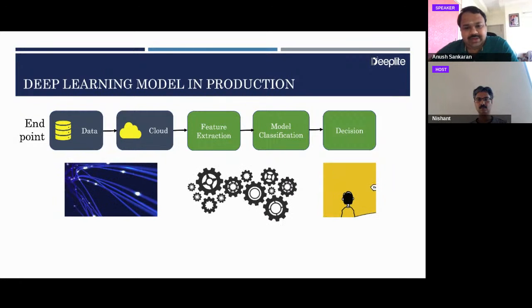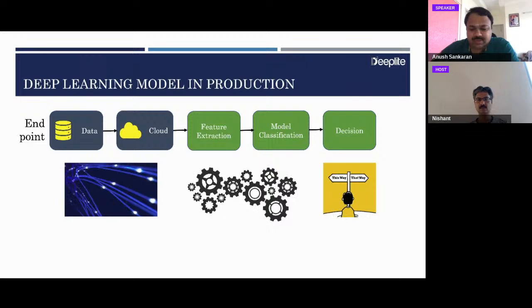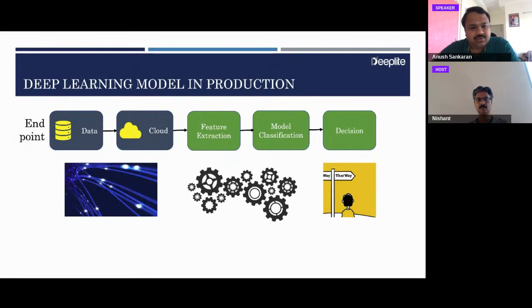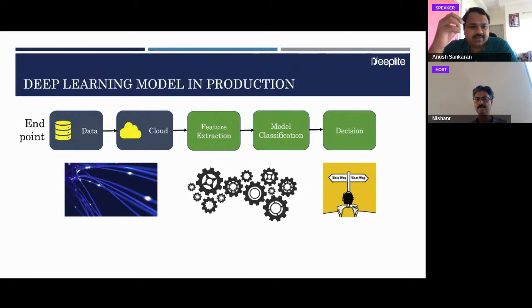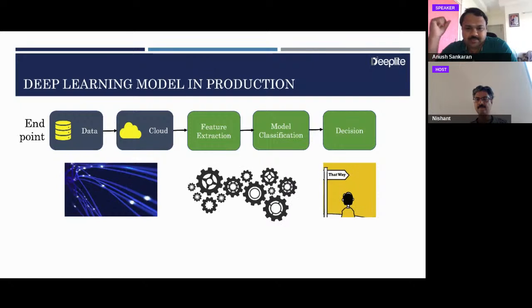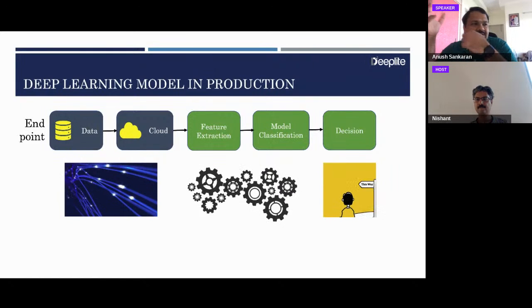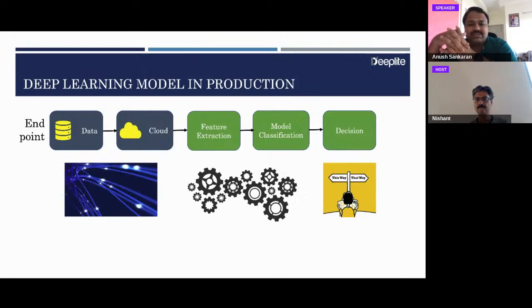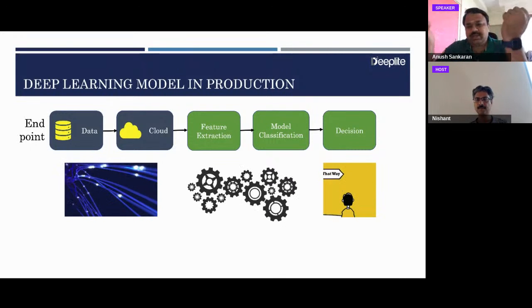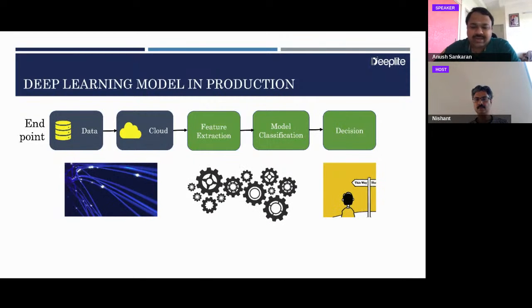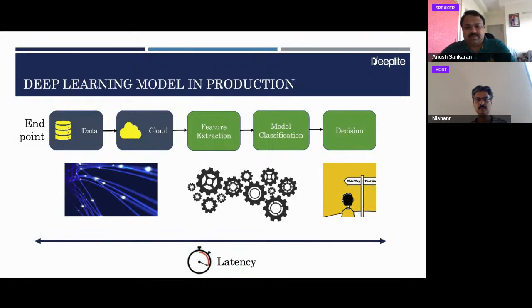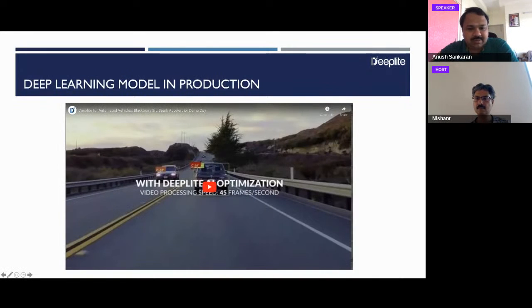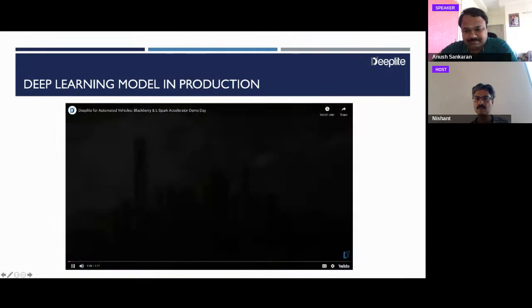Based on this model's classification, we are trying to perform a decision. Let me quickly take an example of a self-driving car. If we are trying to capture every frame of image from a self-driving car, send the frame of image to the cloud, and at the cloud there's a deep learning model that tries to understand this particular image and take a decision whether to take a left or a right, this whole time that is required from data collection to decision making is what we call the latency, right? And there is a huge problem with latency.